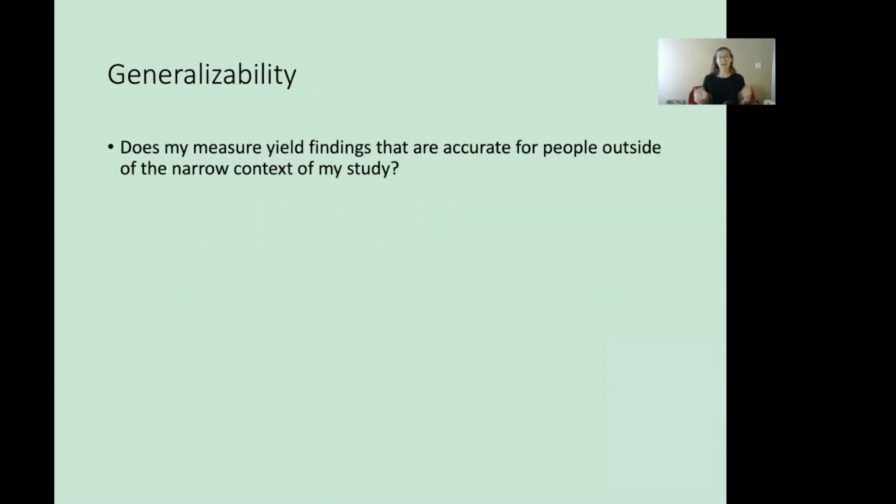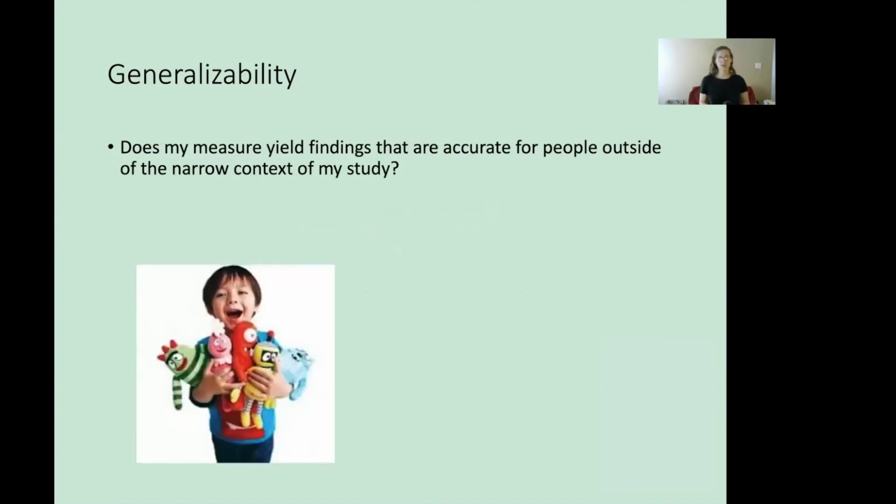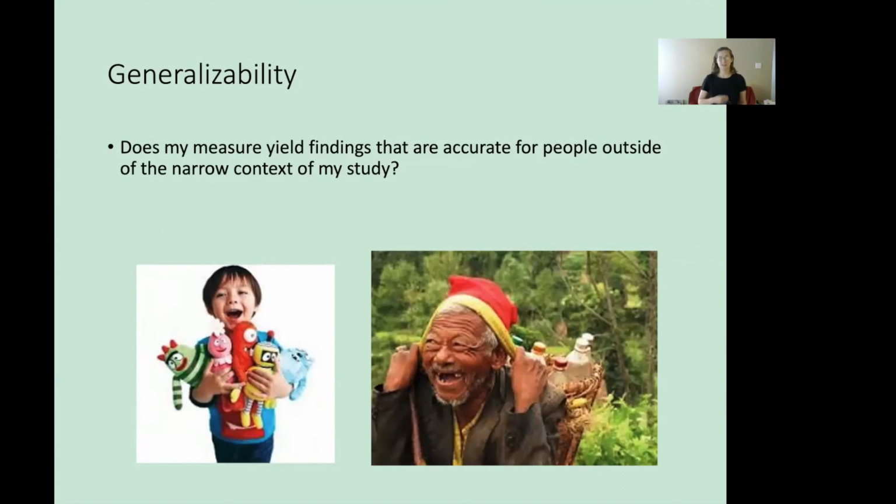And now for external validity, we are concerned with whether our measurements are generalizable to other contexts. Would my measure yield findings that are accurate and good for people who were not in the sample in my study? So if we created that happiness measure I was talking about before for children in East Texas, would this generalize to older adults in Southeast Asia? Probably not. So it would have low external validity.